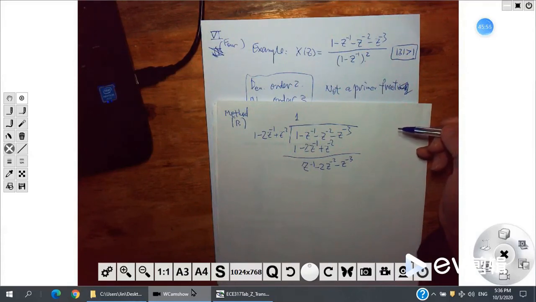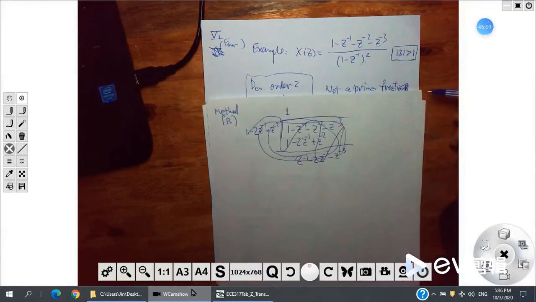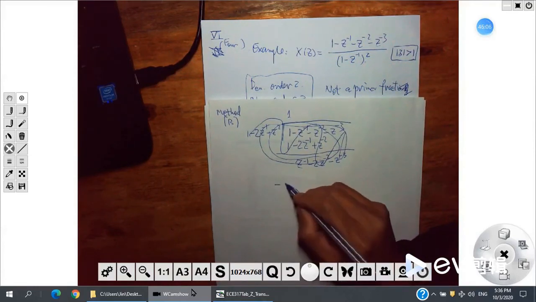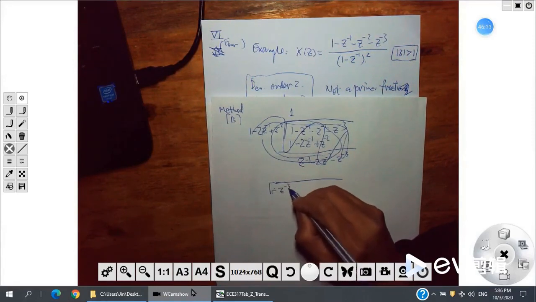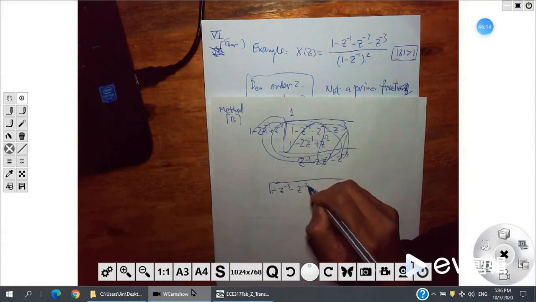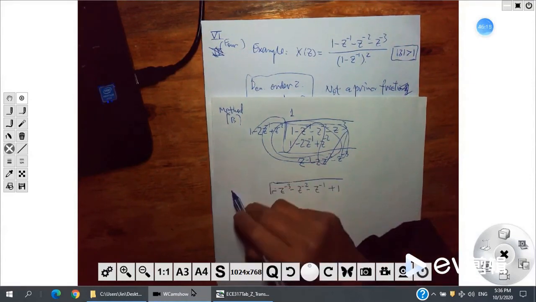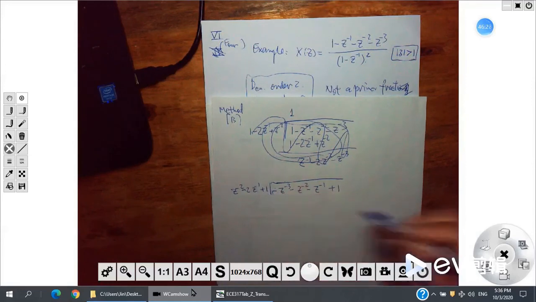I wrote the wrong order. I need to reduce the numerator's order, so I need to write it this way. I put negative z to negative 3 in front, negative z to negative 2, negative z to negative 1, and plus 1. And on this side I also use higher order in front, so this is z to the negative 2 minus 2 z to negative 1 and plus 1. We have to write it this way. By this, we can reduce the order of the numerator.